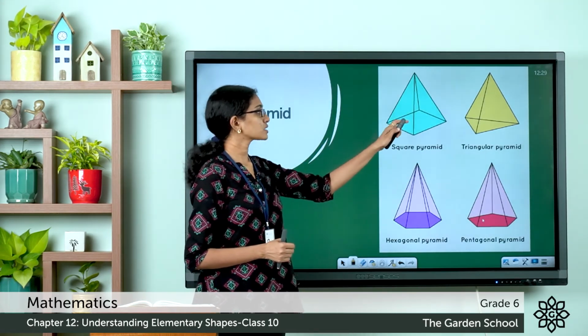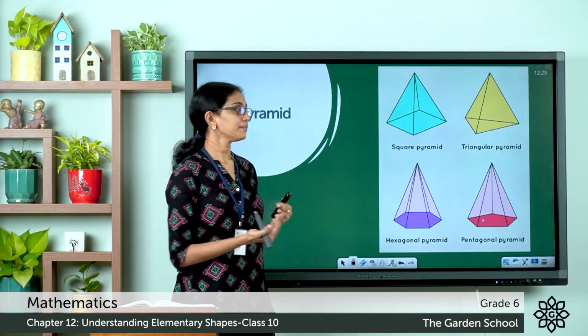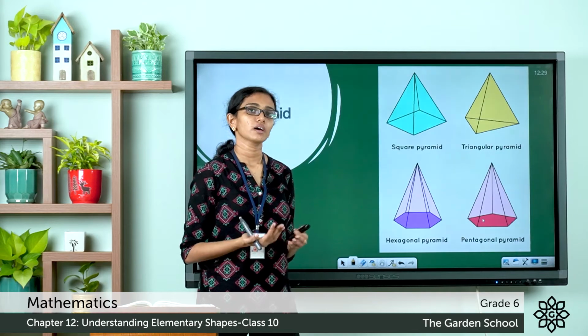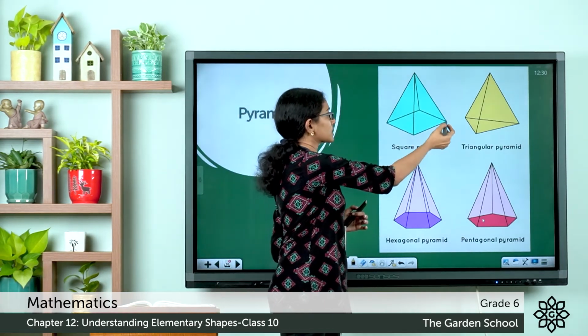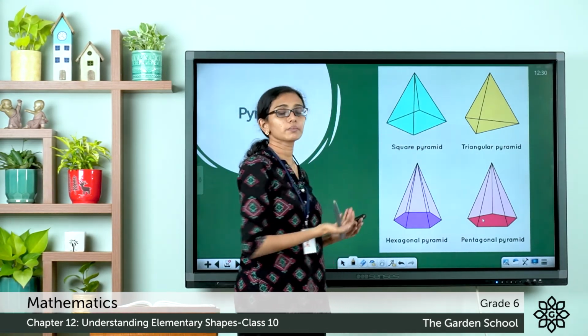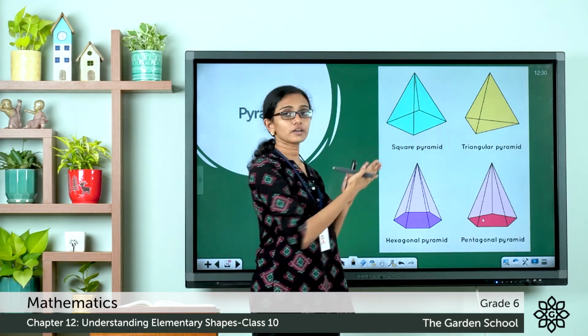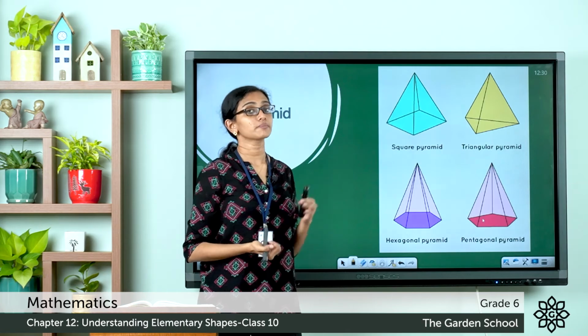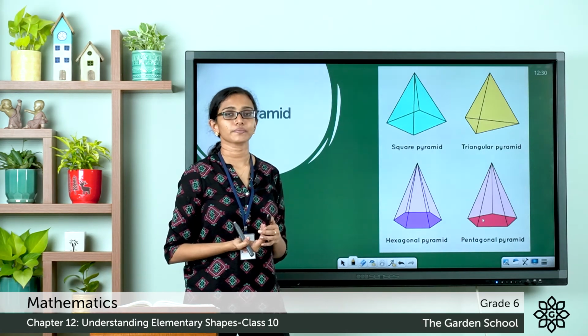The first one is a square pyramid. Why the name? Because see, the base has the shape of a square. Now, here you can see the triangular faces around the pyramid and all these triangular faces meet at a common point here and this common point is called the apex of the pyramid.